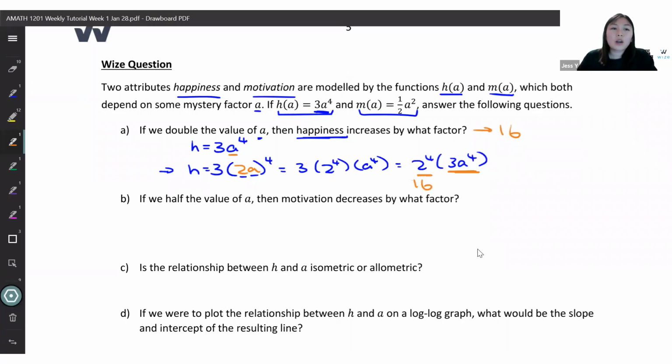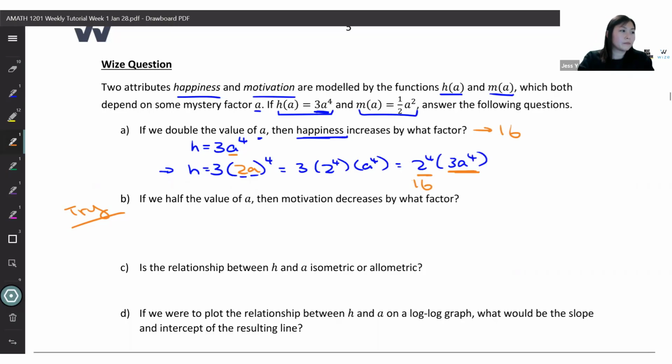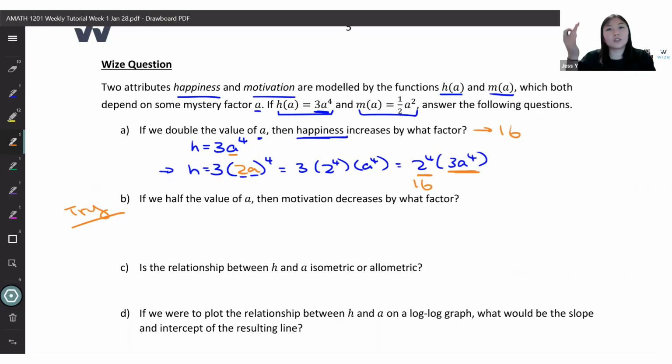I want you guys to try part B on your own. Part B is, if we halve the value of a, so we cut it in half, what happens to motivation? Do a similar thing and see if you can come up with the answer for B. And if you're done, raise your hand just so I know how many of you are done when I take it up.